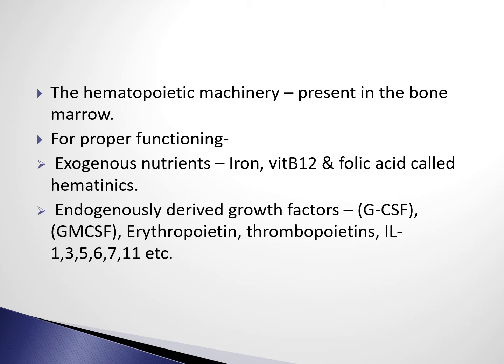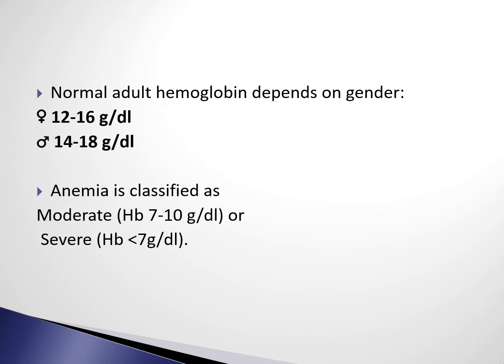Then you have endogenously derived growth factors. In these, you have colony stimulating factors, then erythropoietin, thrombopoietins, and various interleukins. Now, what is the normal hemoglobin concentration? In females, it's 12 to 16 gram per dl, whereas in males, it is 14 to 18 gram per dl. In newborns, it goes around 12 to 22 grams per dl.